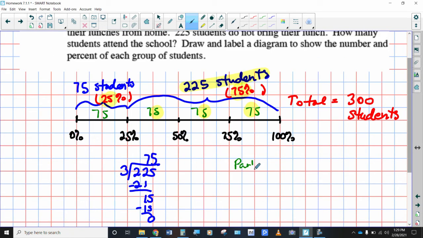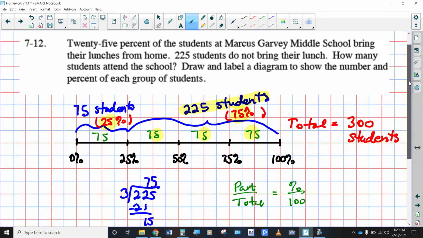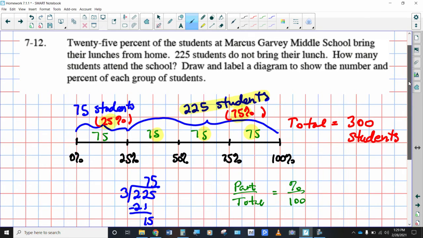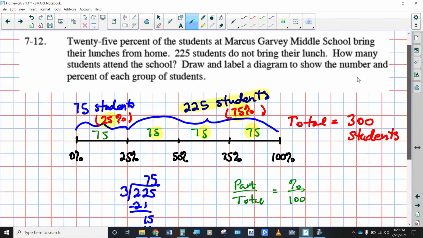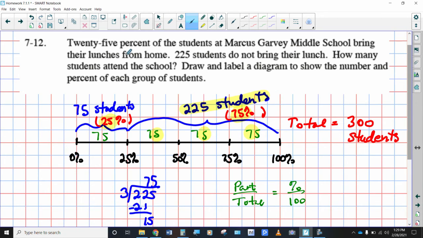Part over the total equals percent out of 100. What do we know? I guess we would be kind of doing the same thing. 25% of the students bring their lunches, which means the complement would be 75. So that means we know that this has to be with the 75. So that represents the part. 225 over x is going to be 75 over 100.